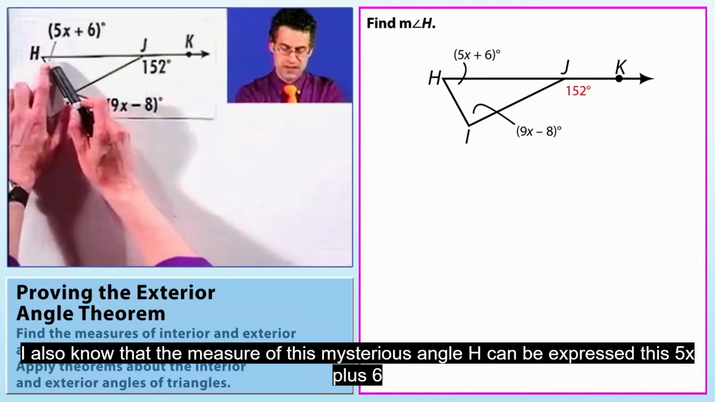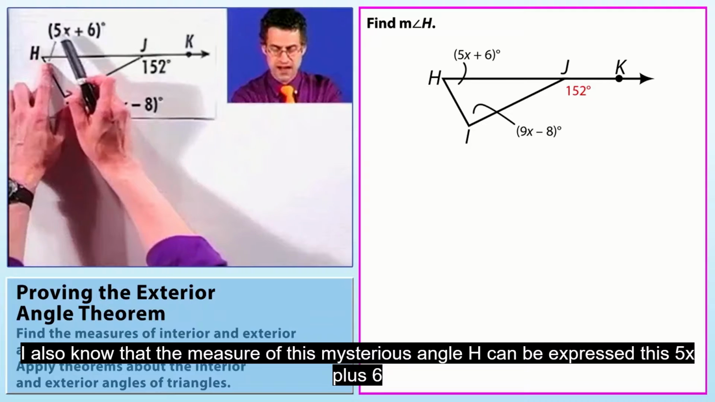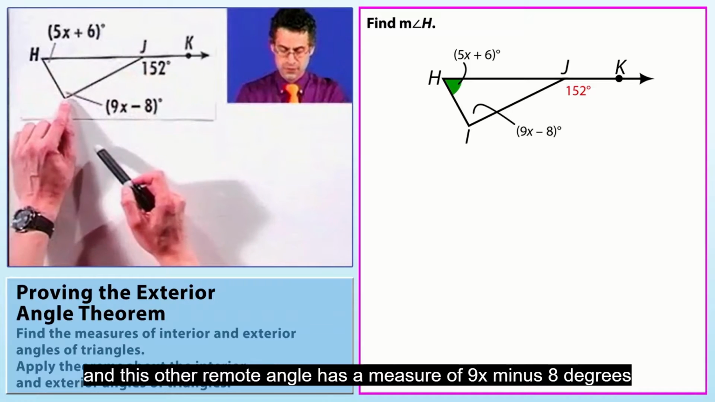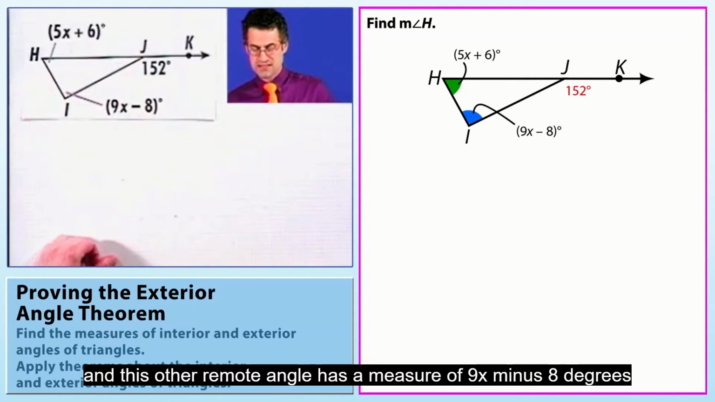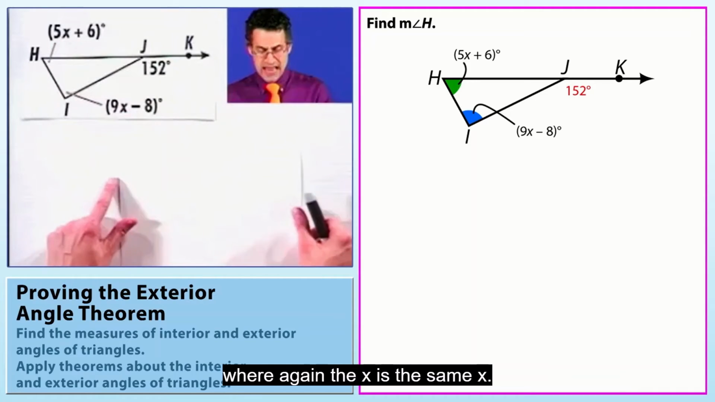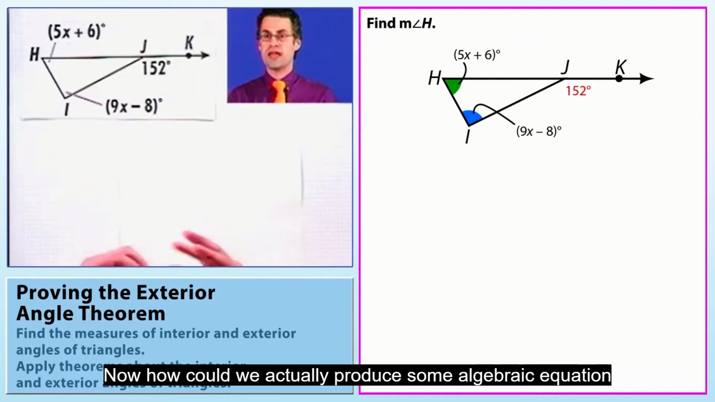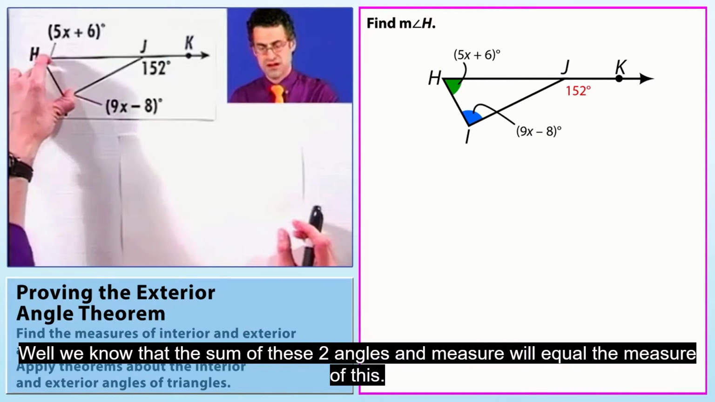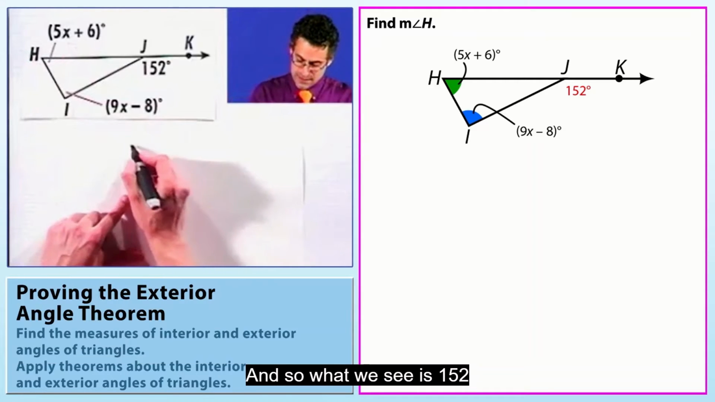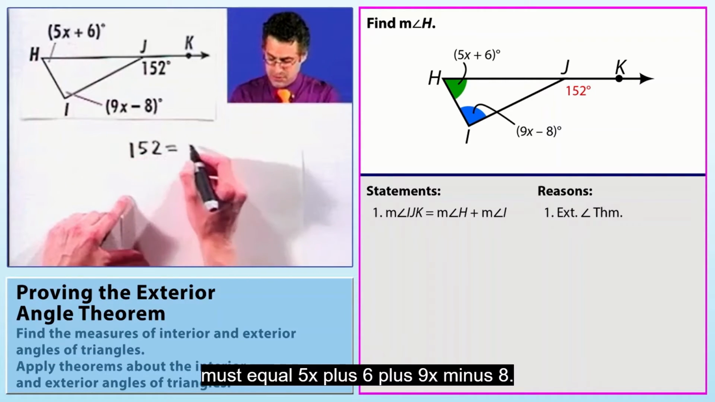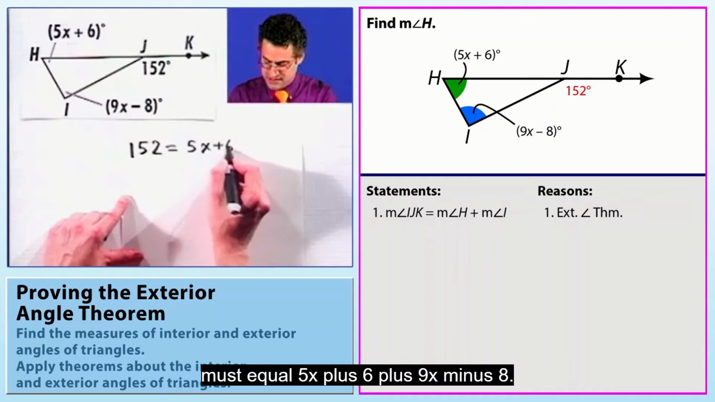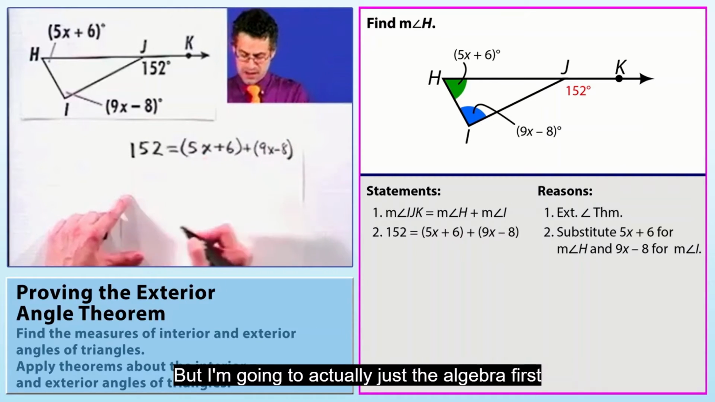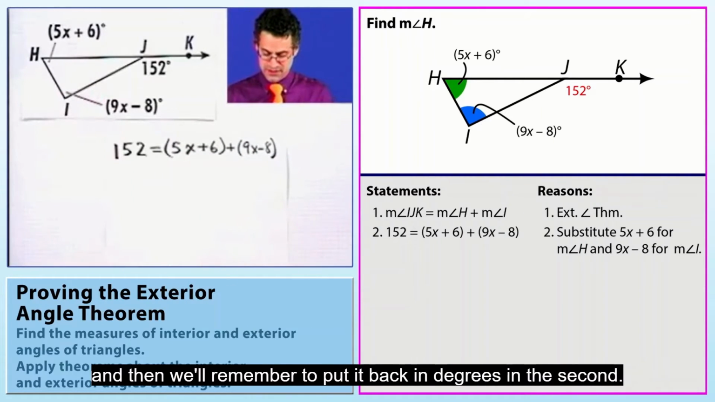I also know that the measure of this mysterious angle H can be expressed as 5x plus 6 for some unknown x, and that's in degrees, and this other remote angle has a measure of 9x minus 8 degrees, where again the x is the same x. Now, how can we actually produce some algebraic equation that links all this information? Well, we know that the sum of these two angles in measure will equal the measure of this. So what we see is 152 must equal 5x plus 6 plus 9x minus 8. These are all in degrees, but I'm going to actually just look at the algebra first, and we'll remember to put them back in degrees in a second.